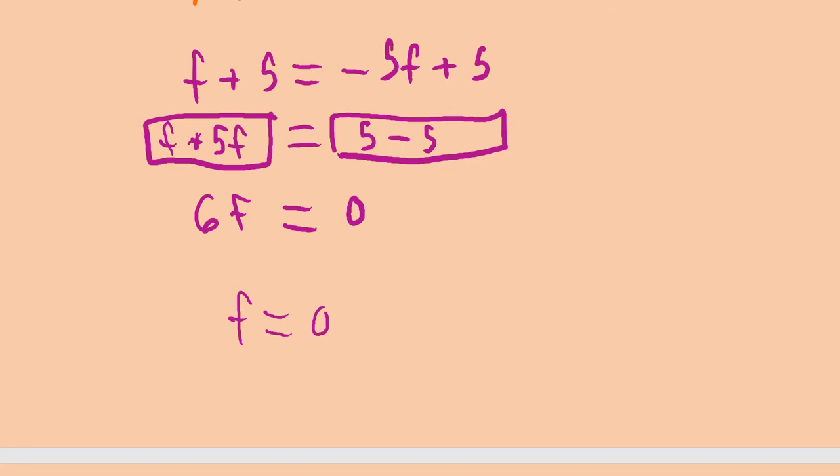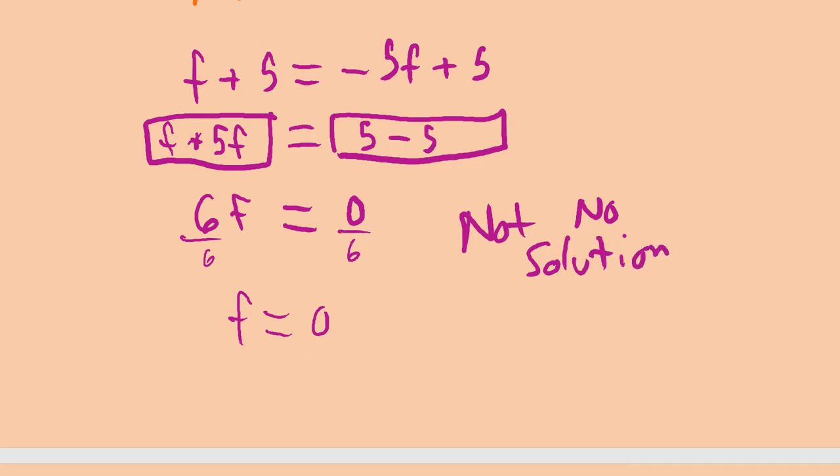And if you wanted to, you could divide by 6 here and divide by 6 here, and 0 divided by 6 is going to give you 0. So this is not the same thing as no solution. Don't get those mixed up. No solution means there is no number including 0 that would work. This means that there is only one number that works. It is 0, which means that this has one solution.